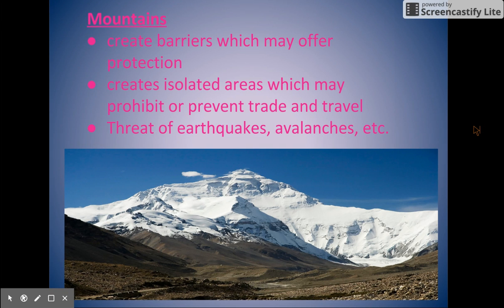Our first landform is mountains. Mountains create barriers which may offer protection, but these barriers also create isolated areas, and this isolation may prohibit or prevent trade and travel. There is also the threat of earthquakes, avalanches, and possibly flash flooding, as the origin of many rivers start in the mountains.